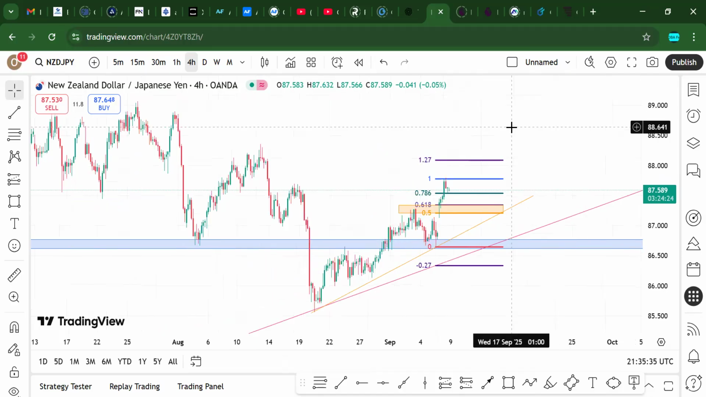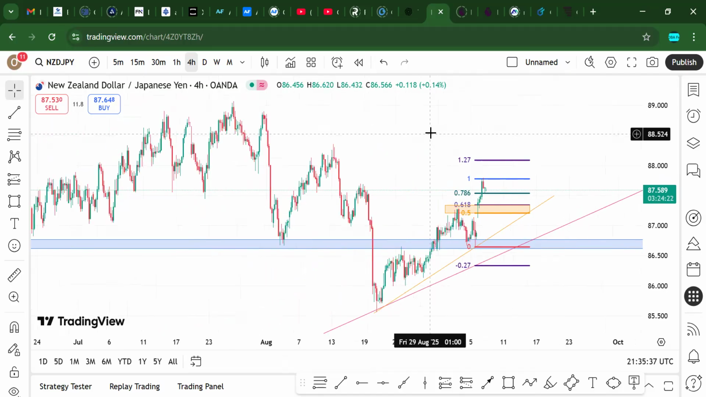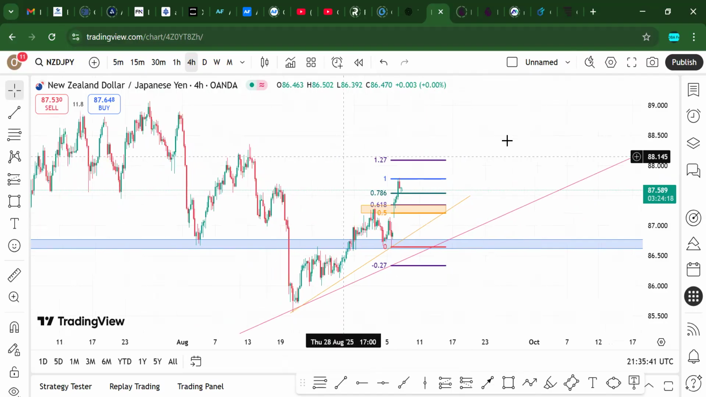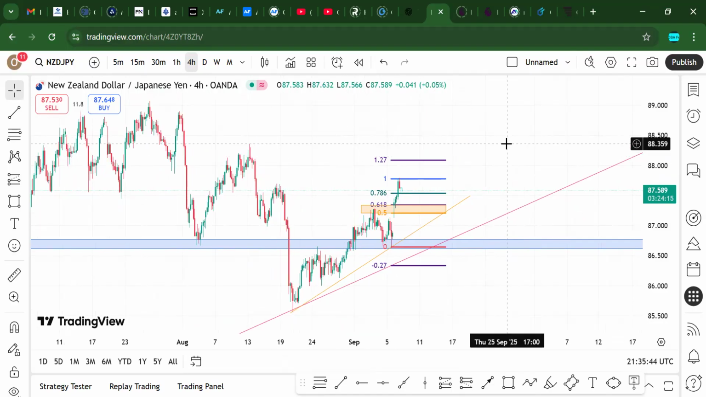So this is my simple analysis for this particular Forex currency pair, NZDJPY. Like I said, it's the beginning of another trading week. If you get to come across this video, you can compare the analysis with your own and see if it tallies.